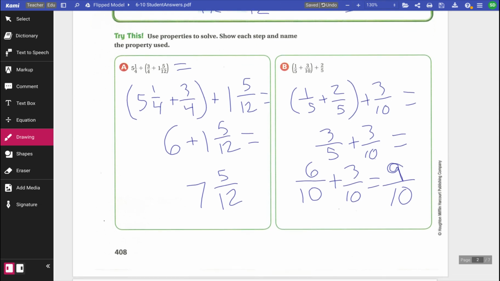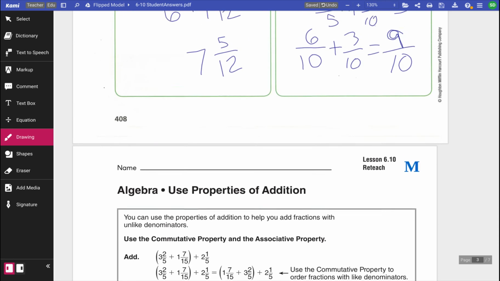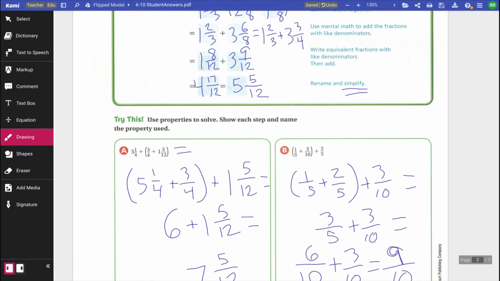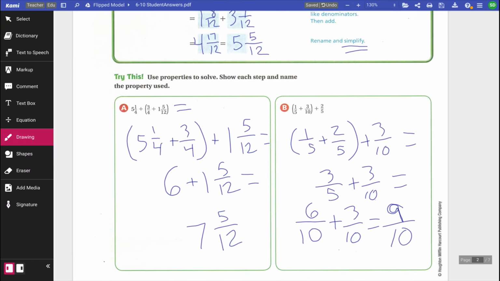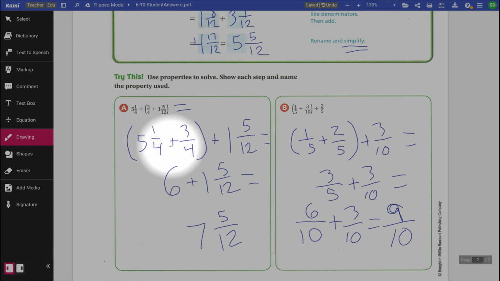All right. So remember, using these properties, we're just using the commutative property, realizing the order of numbers does not matter, and the associative property, how we group numbers when adding doesn't matter. So you can group different numbers so that it's easier to add.